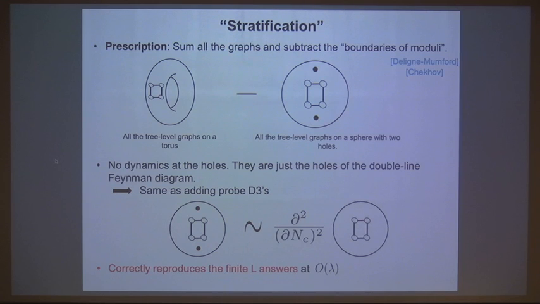But the important point is that if you go to order lambda, the one loop interfoot coupling, this cancellation is not exact, and you get something, and that something is precisely something that you need to reproduce a perturbative answer. So to summarize, this prescription beautifully works, and then we can get the correct answer.